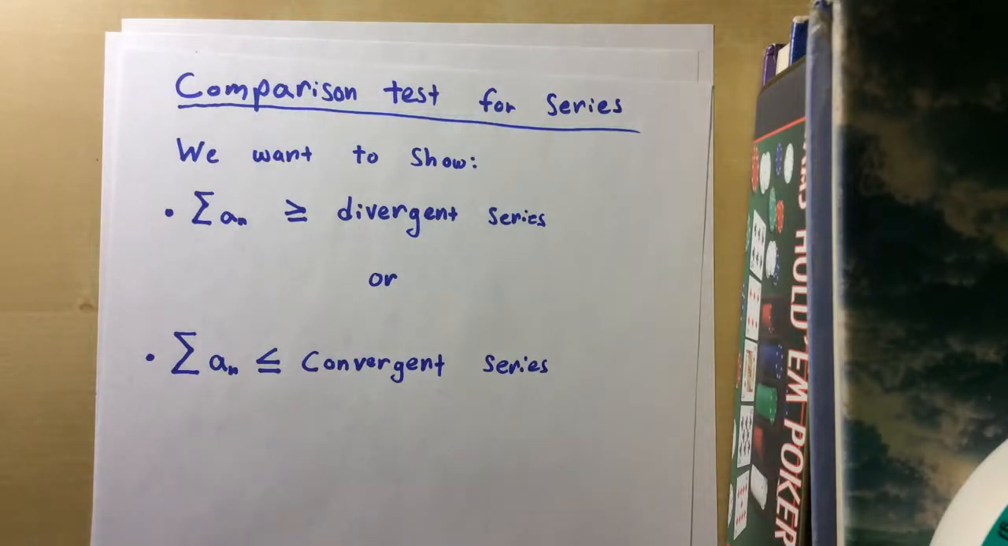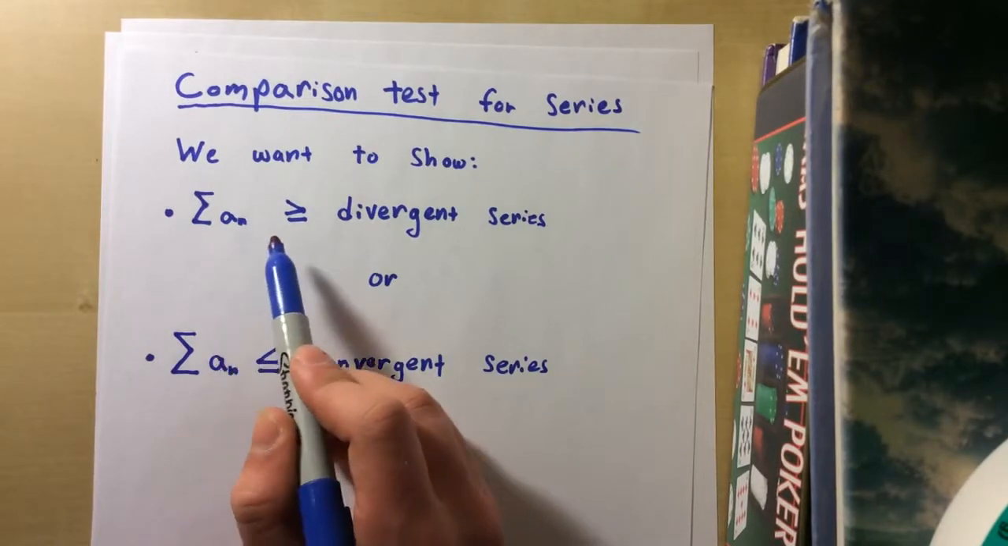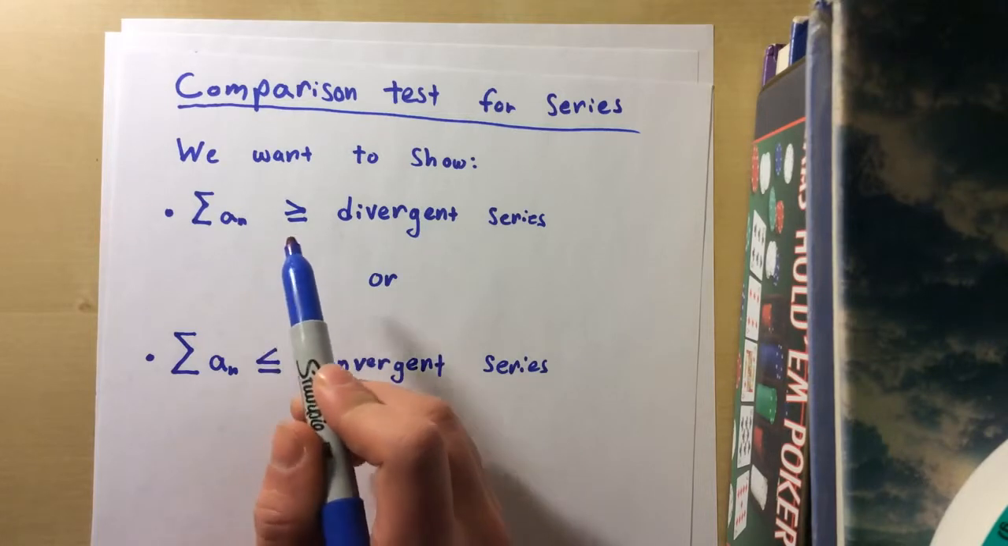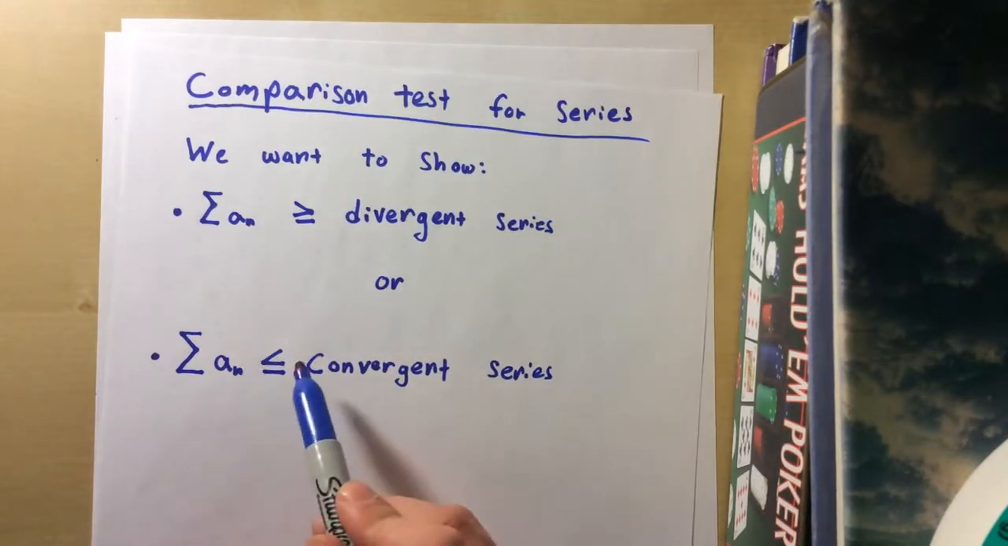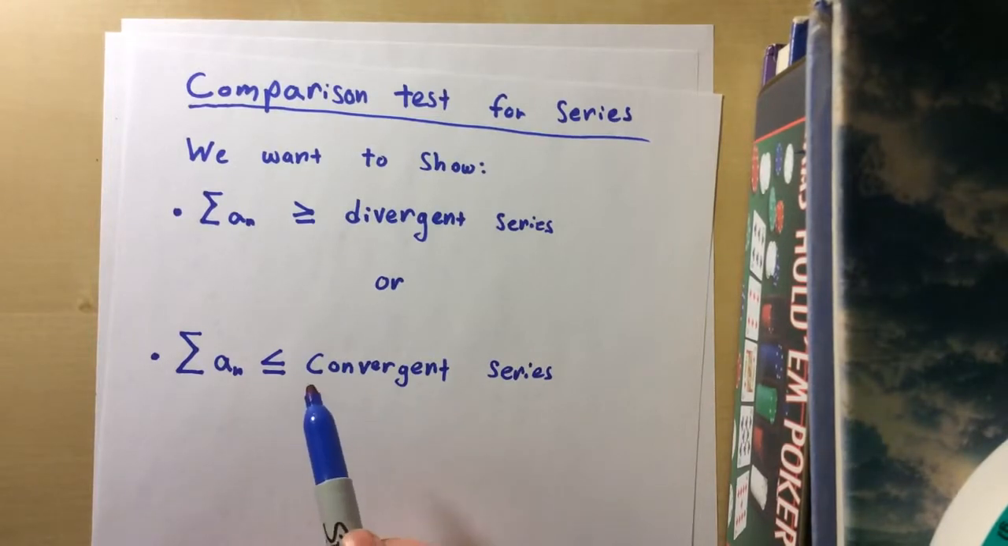The comparison test is another method for determining convergence and divergence in series. It's very similar to what we did with infinite integrals in that we're saying that if our series is greater than or equal to a divergent series, our series will diverge, and that if our series is less than or equal to a convergent series, our series will converge.